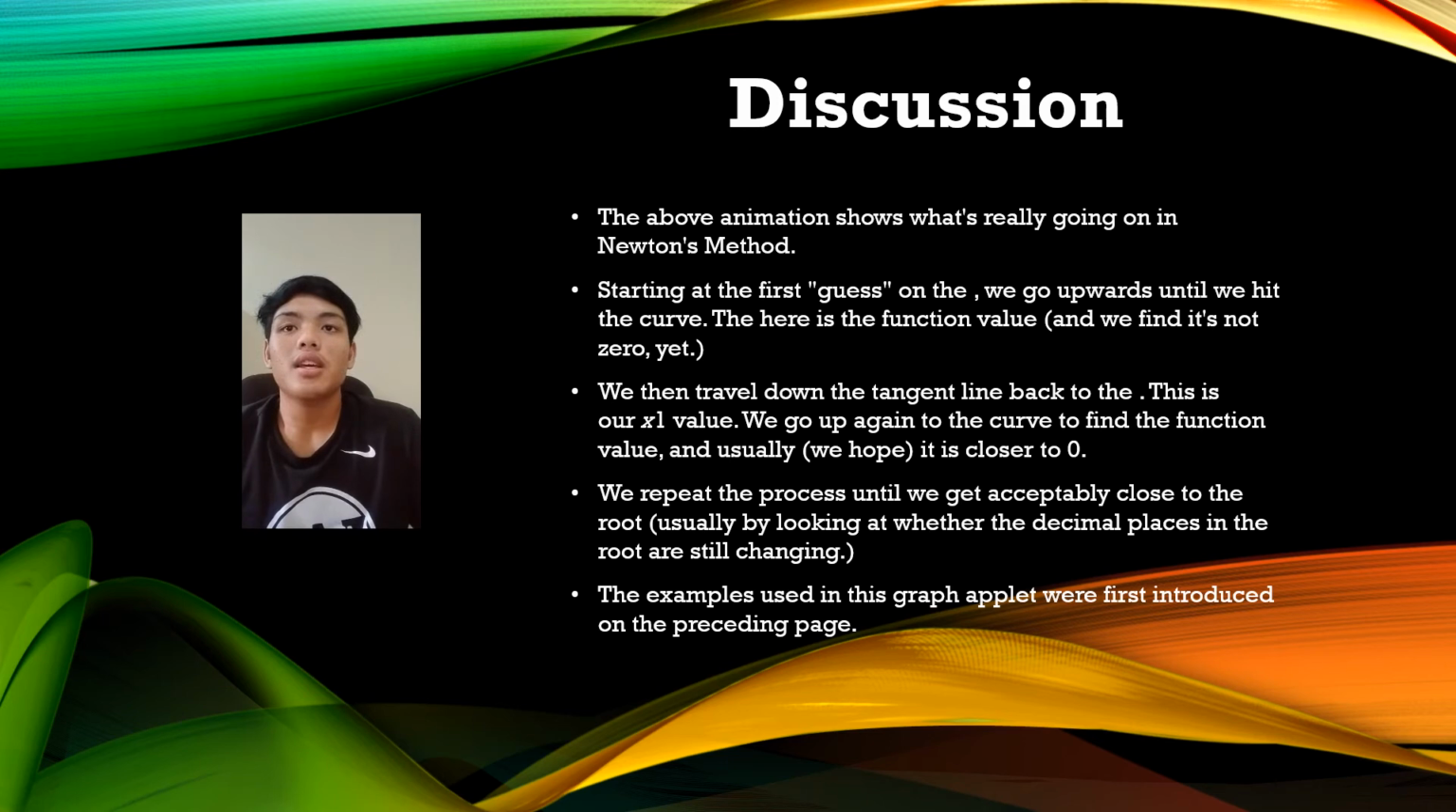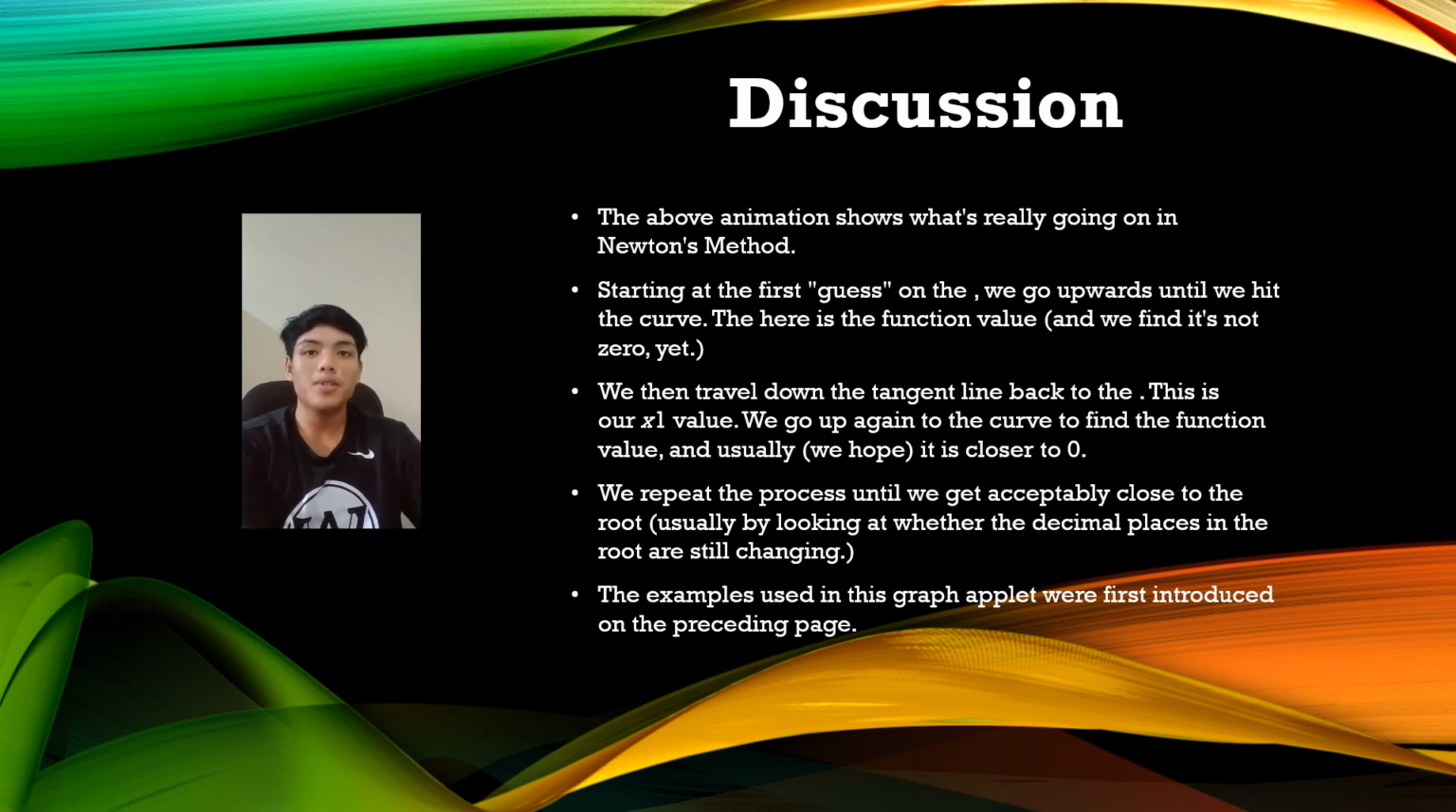Discussion. The above animation shows what's really going on in Newton's method. Starting at the first guess, we go upward until we hit the curve. We find the function value is not 0 yet. We then travel down the tangent line back to the x value, so we can go up again to the curve to find the function value, and usually we hope it is closer to 0.